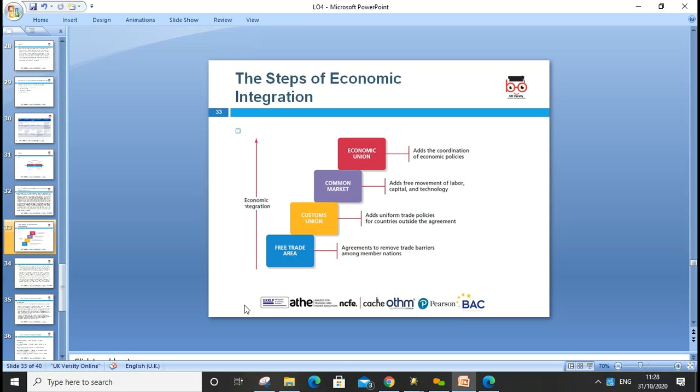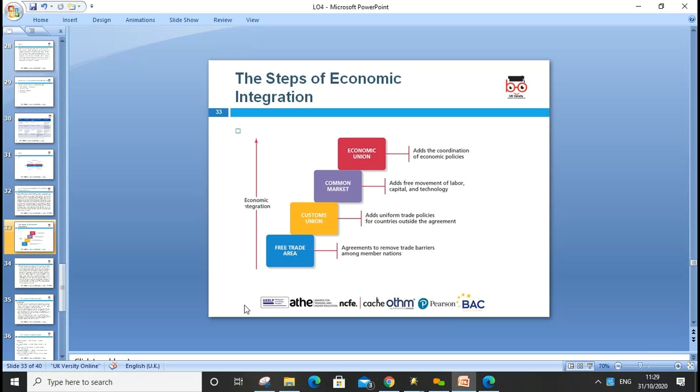The steps to become the European Union: first was the free trade area between the countries, where you can do trade. Then we came to the customs union, adding unified trade policies for countries outside the agreement. And then the common market, with free movement of labor, capital and technology between the countries. Before 2007, the European Union was a common market.